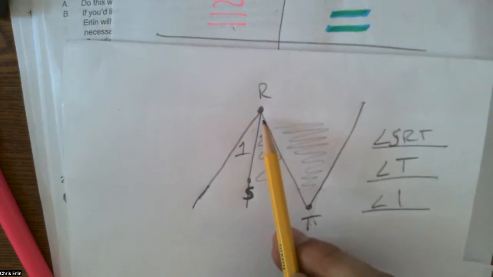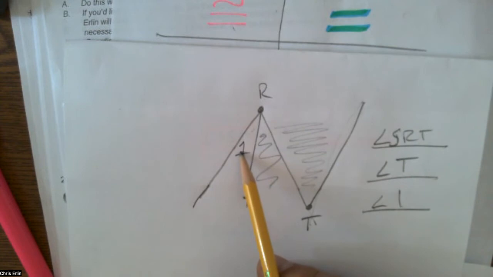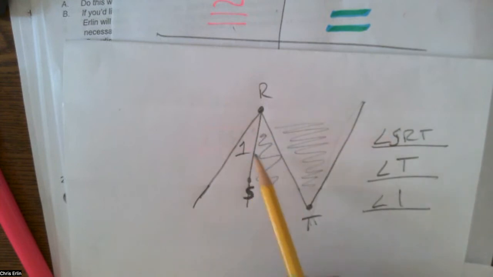Because it's unclear what I'd be pointing to. Is it the one on the left here that's known as angle 1? Is the one on the right known as SRT? Or is it the entire angle? We'd be unclear because there's 3 angles at that vertex.